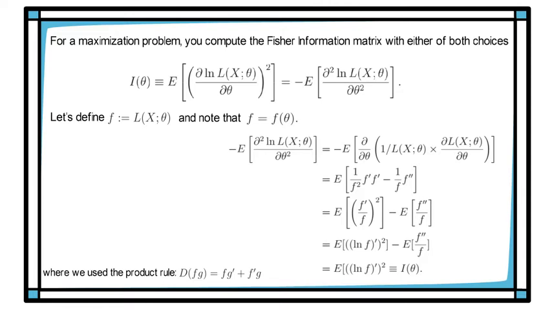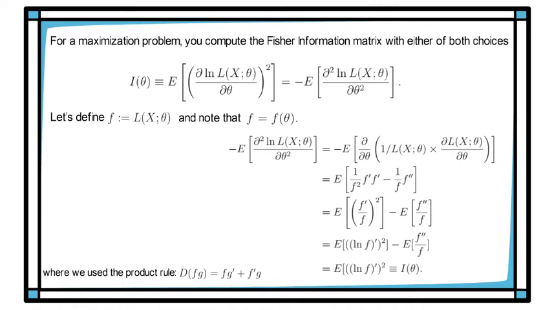If you do that, you end up with the expectation of 1 over f to the power of 2, f prime, where the prime is the first derivative, minus 1 over f double prime. So it's a second derivative. Now, if you look at that carefully, you see that the first term can be rewritten as the expectation of f prime over f to the power of 2. And the last term just remains as it is. It's minus the expectation of f double prime over f.